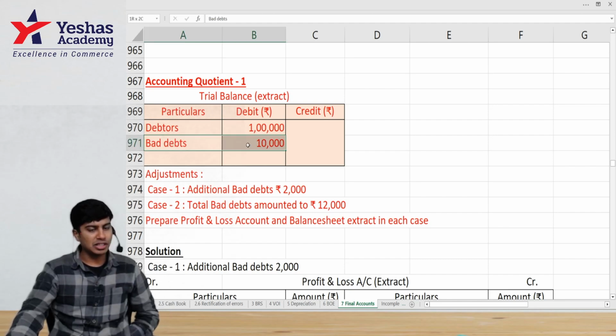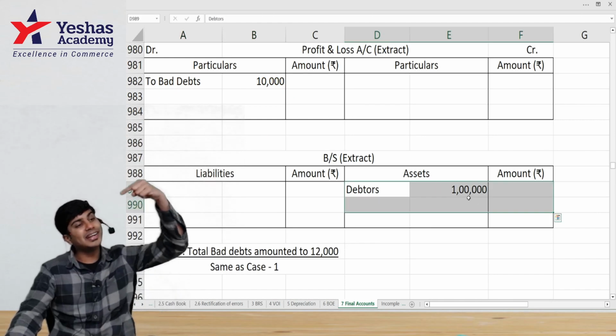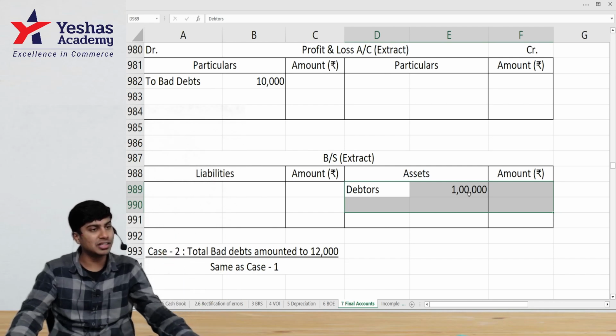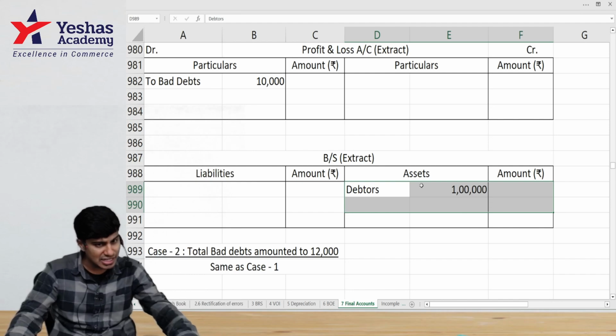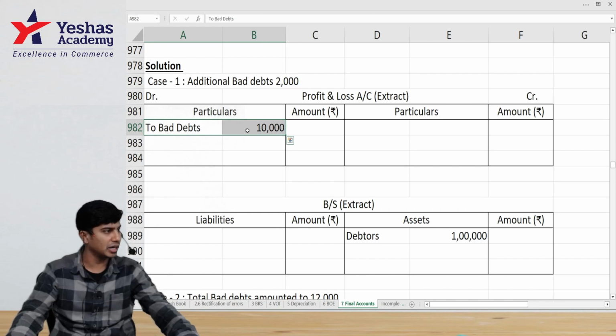This bad debt of 10,000, I don't have to deduct it from my debtors. Why? It is already deducted. They've already passed the journal entry, bad debts to debtors. That is the reason bad debts is appearing in the trial balance and it will be written only to P&L.